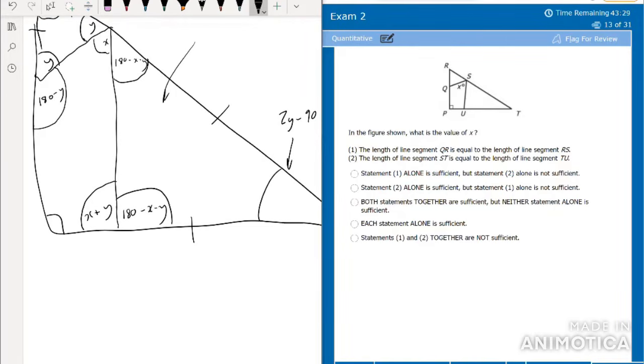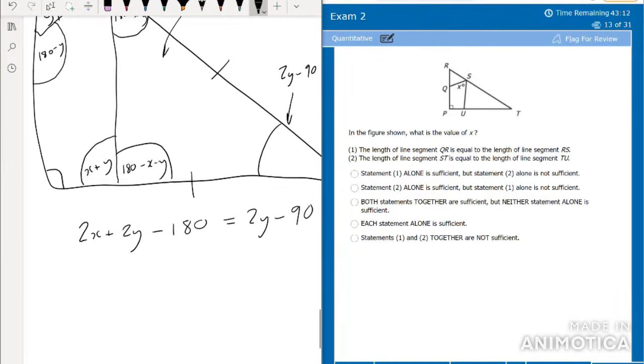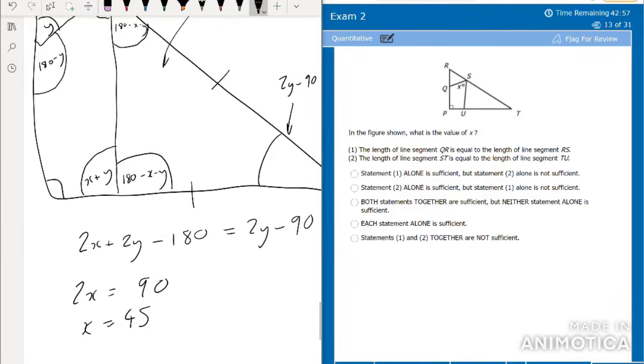So it's also going to be 180 minus 2 sets of 180 and 2 sets of x minus x minus y. So it's going to be 2x plus 2y minus 180, and that's going to be equal to 2y minus 90. And so surprisingly, that's led us to 2x equals 90, and so x is equal to 45. Hopefully I haven't made any mistakes, and so we can say both statements together are sufficient.